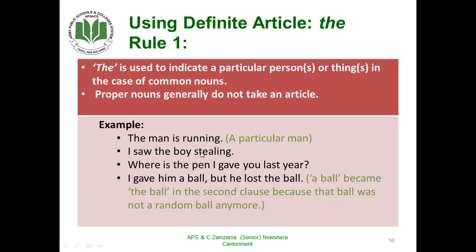For example, "The man is running." Now we are talking about a particular man here. "I saw the boy stealing." Here too we are referring to a boy who is known to us. "Where is the pen I gave you last year?" We are talking about a pen which we have given to someone earlier. "I gave him a ball, but he lost the ball." Here "a ball" became "the ball" in the second clause, because that ball was not a random ball anymore.